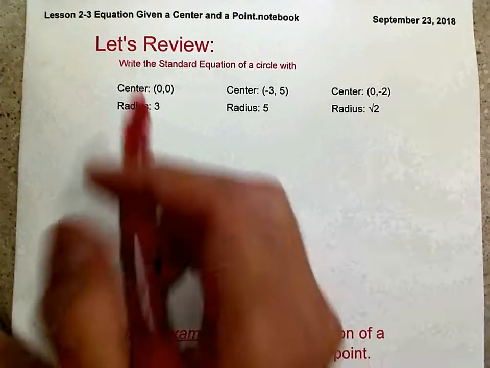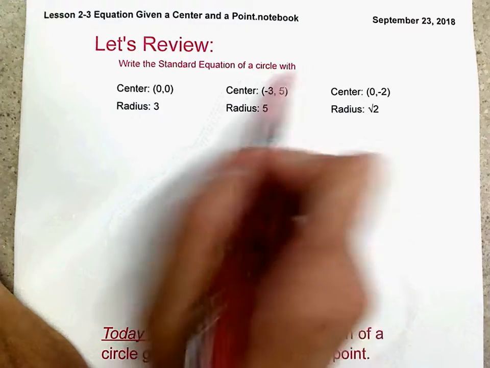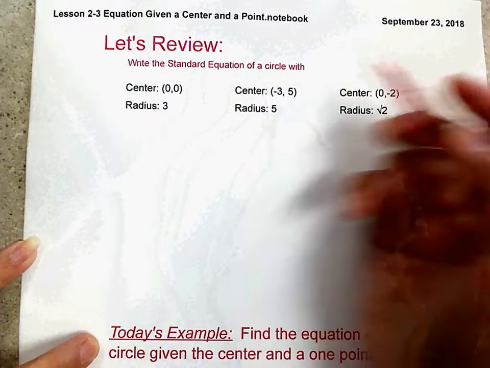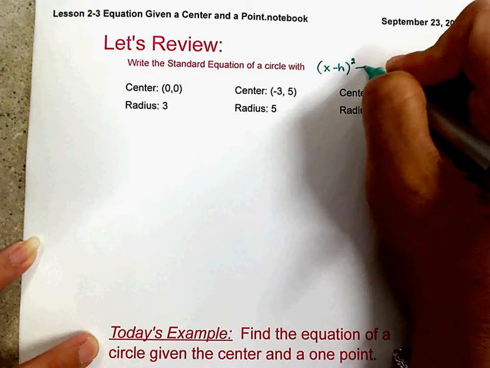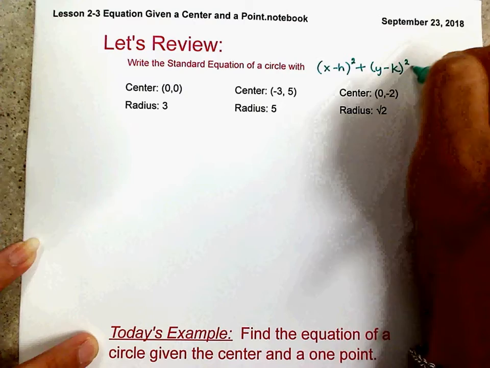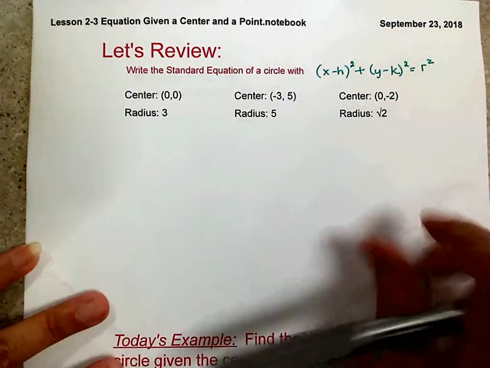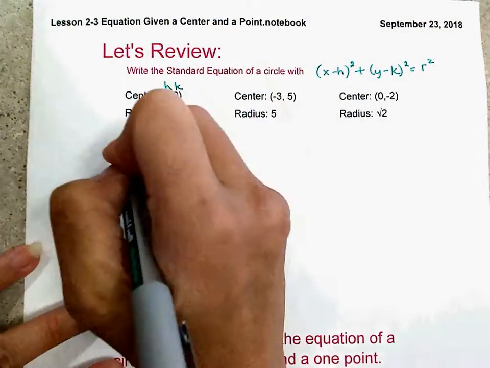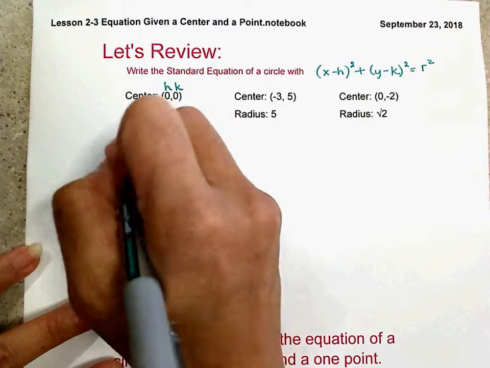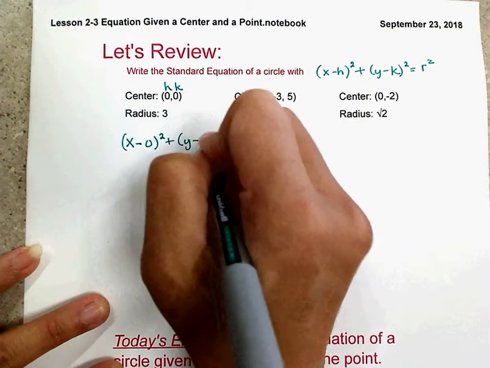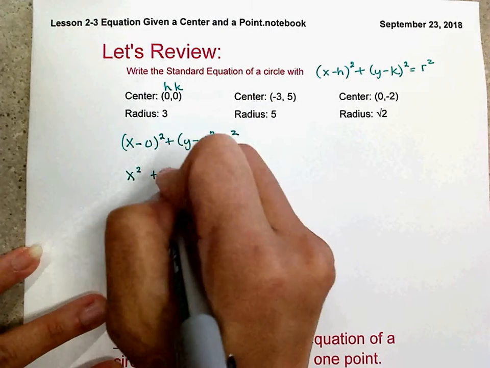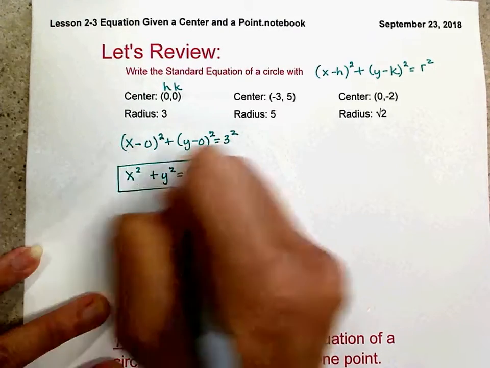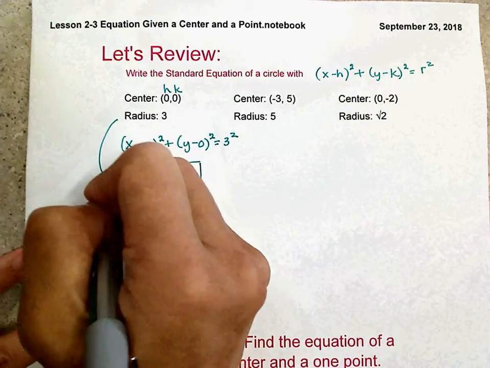All right. Let's do a little bit more review. It says, write the standard equation of a circle with the following. So, we're going to write a standard equation of a circle, and a standard equation of a circle looks like this. X minus h squared plus y minus k squared is equal to r squared. Okay, here we go. Here's your h, here's your k. X minus 0 squared plus y minus 0 squared is equal to 3 squared. Please simplify. X squared plus y squared is equal to 9. If you can go from here to here, you do not need to show me that part.